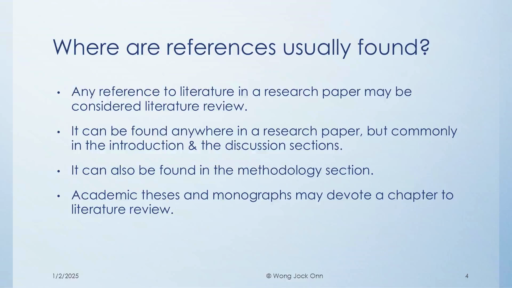Where are references usually found? Before we proceed, let us briefly discuss where references and citations are usually found. Any reference to literature in a research paper may be considered literature review. It can be found anywhere in a research paper, but commonly in the introduction and discussion sections. It can also be found in the methodology section. Academic theses and monographs may devote a chapter to literature review.